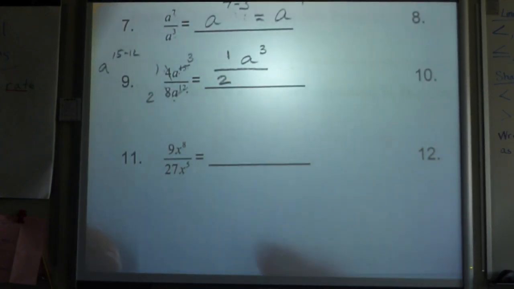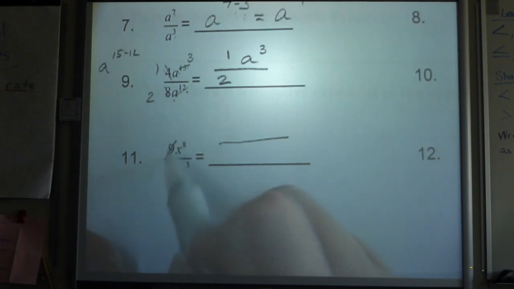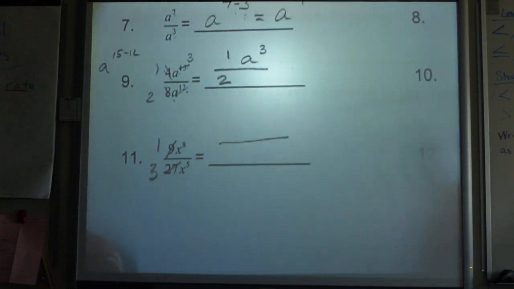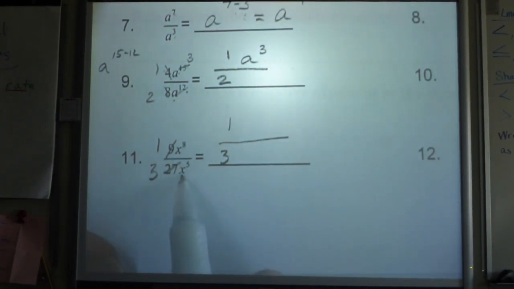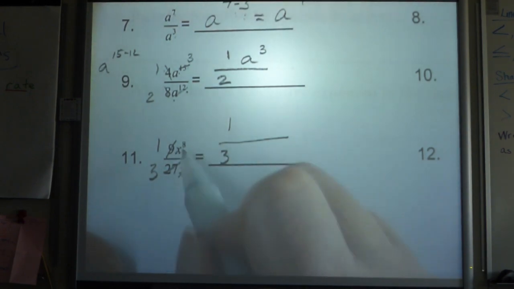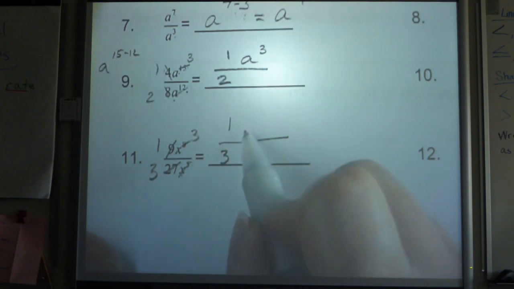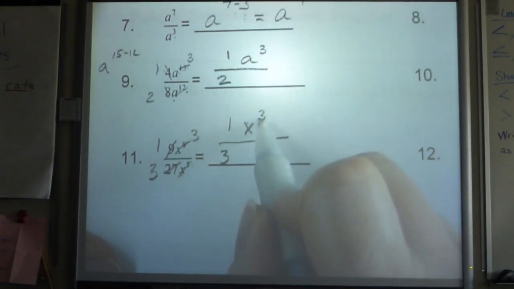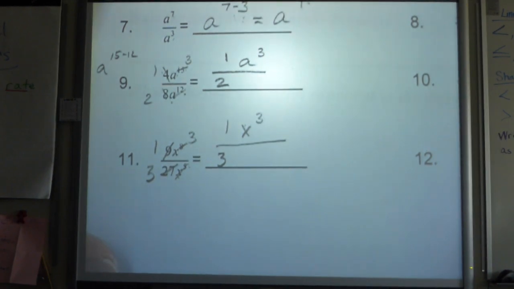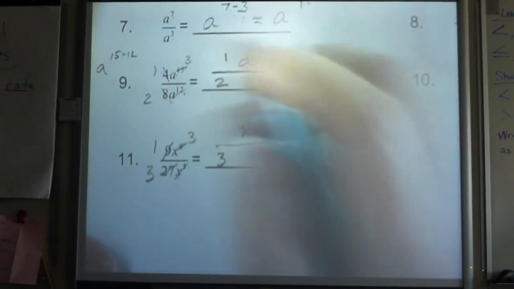Okay, and one more. We have 9/27. That can be simplified. 9 and 27 are both divisible by 9, right? 9 divided by 9 is 1. 27 divided by 9 is 3. So I have 1/3. I have x to the 8th over x to the 5th, right? 5 of these x's cancel out with 5 of these x's, leaving me with 3. So x to the 3rd. Do I need that coefficient 1? No, I do not need that coefficient.